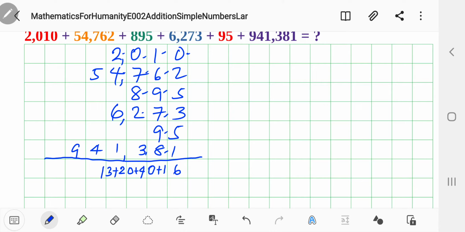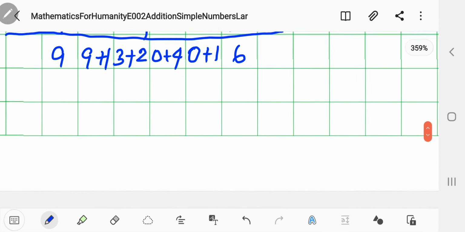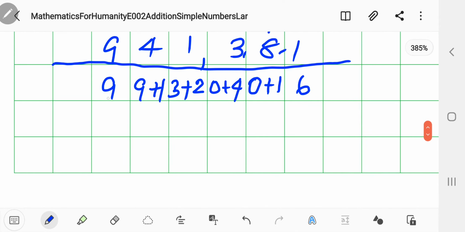Then the next column, you only have two numbers, 5 and 4. You sum them, is 9. And then finally on the last column to the left is 9. So finally, what is the answer?